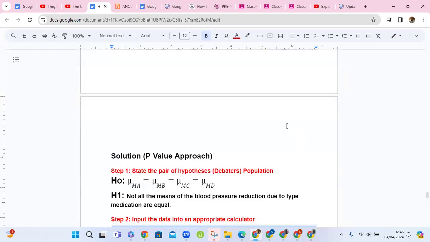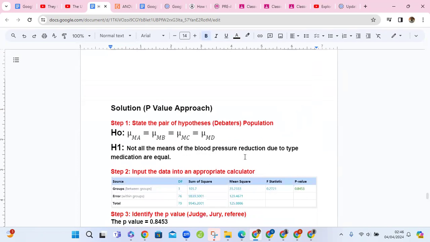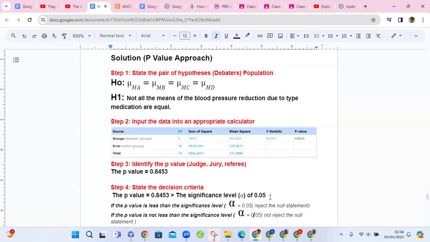Step number 2 is to input the data into the appropriate calculator. We have done that. And we have identified our p-value, which is 0.8453, because we are doing a p-value approach, and the p-value now will play the role as a judge. In the classical approach, the F statistic would have done that. But now we are using the p-value. So we need the p-value criteria, which is if the p-value is less than the significance level of 0.05, we have to reject the null. But if the p-value is not less than the significance level of 0.05, we do not reject the null.